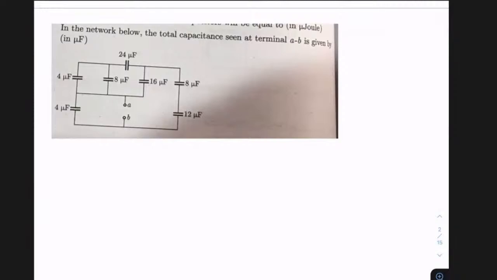In this question, the thing you need to find is C_AB. So what is the value of the equivalent capacitance from the AB terminals?